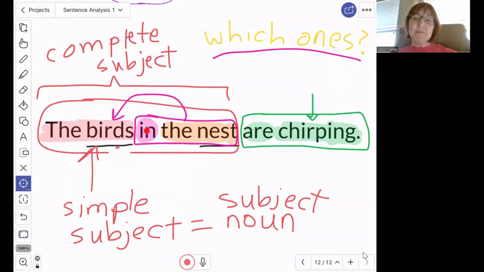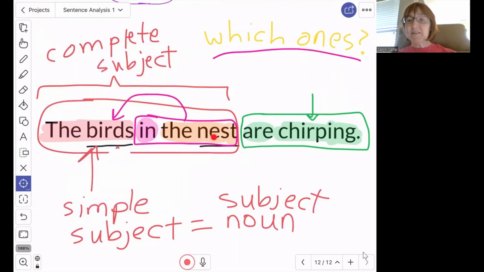So if you find a preposition, look for a noun after it, put a circle around it in your mind and tell yourself this cannot be the subject of the sentence. A prepositional phrase is never the subject of a sentence. It is there to give you more information about either a noun or a verb. With a verb, it can tell you when it's happening or where it's happening. But with a noun, it's probably going to tell you which one we are talking about. Okay, so in the nest is a prepositional phrase.